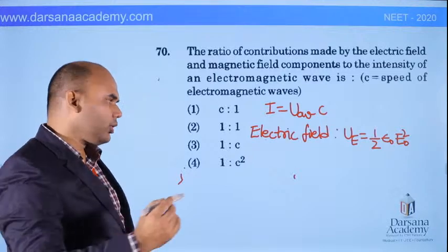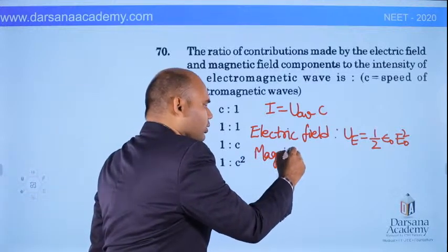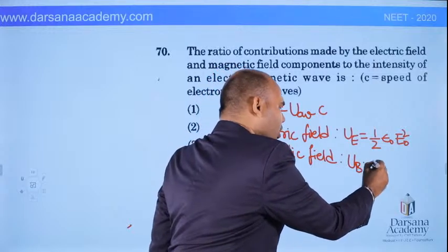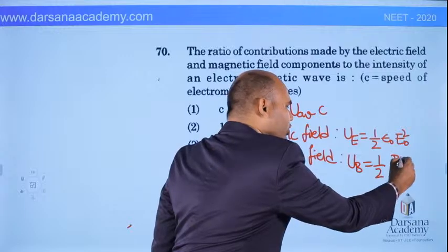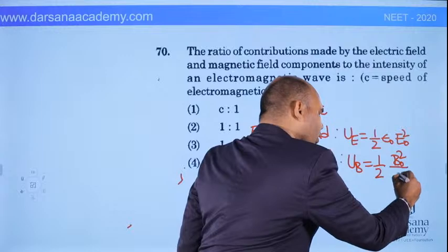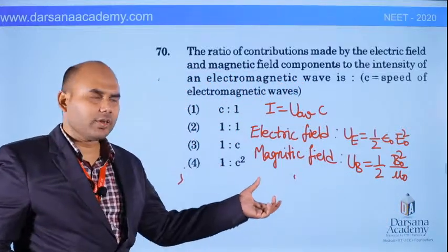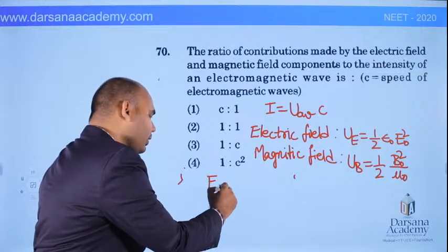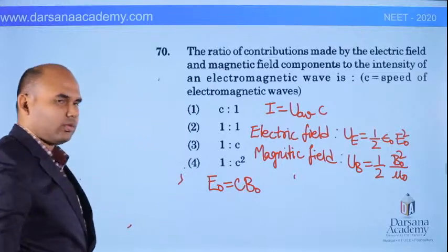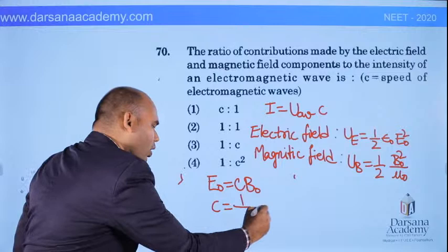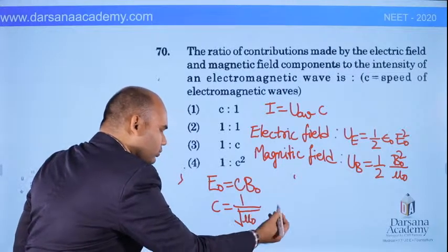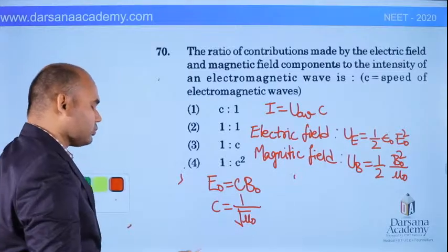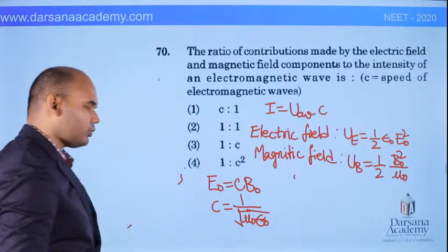And the contribution of the magnetic field will be simple. U B will be half B naught square divided by mu naught, where B naught is the magnetic field intensity. Okay. So you have to find the ratio of both. So you should know this, E naught is simply c into B naught, and also c equals 1 by square root of mu naught epsilon naught.